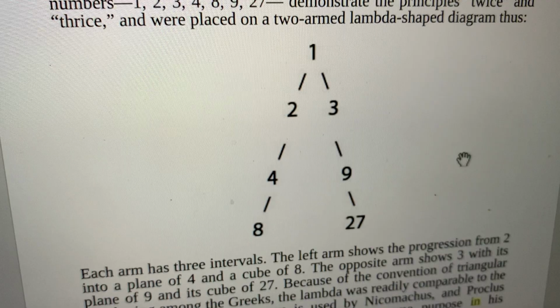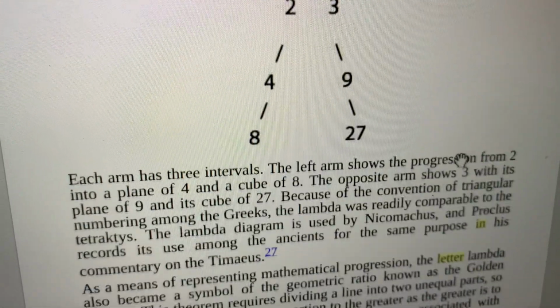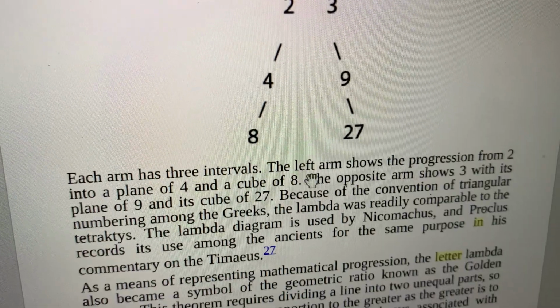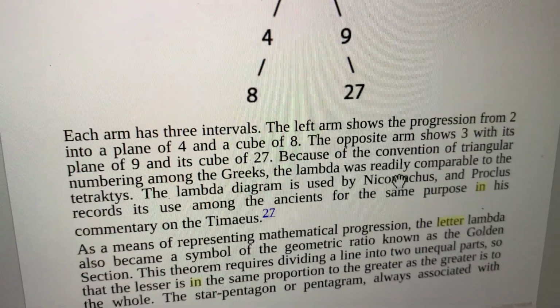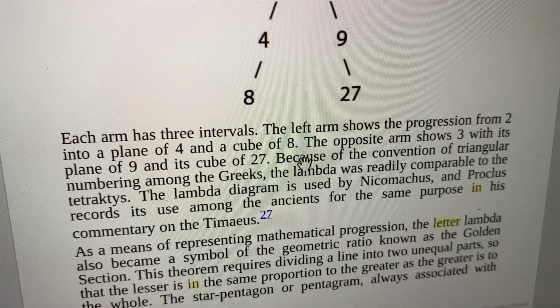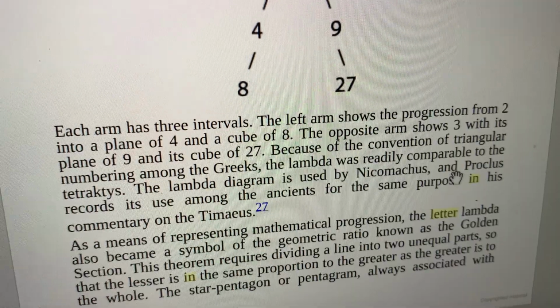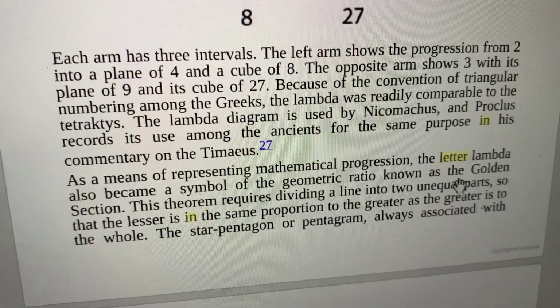So like this. Each arm has 3 intervals. Progression from 2 on a plane of 4 to a cube of 8. The opposite arm shows 3. Okay, yeah, we see that.